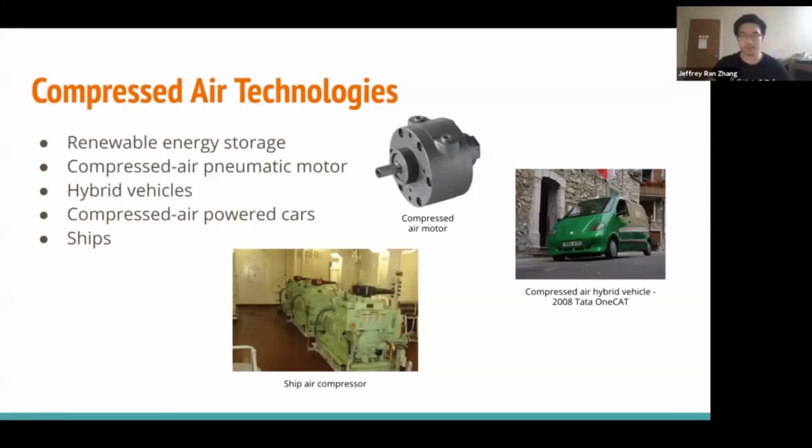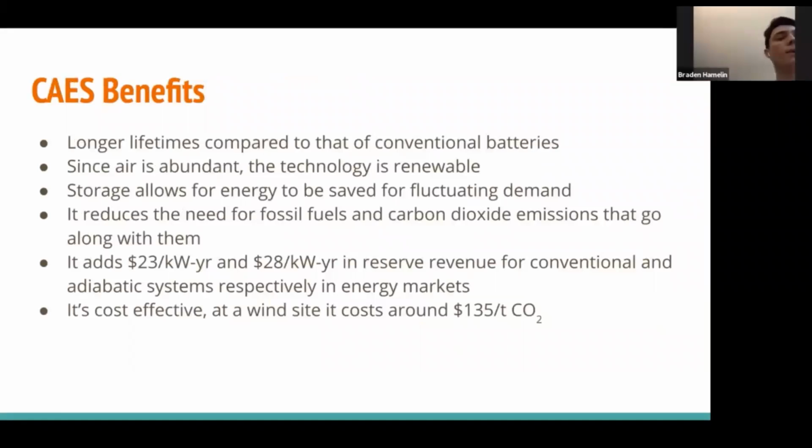Okay, so now we get to talk about the benefits of compressed air energy storage. We briefly mentioned batteries are one way to store energy, but the compressed air energy system has a significantly longer lifetime compared to a traditional battery. And obviously it is less wasteful, because batteries you have to get rid of, and they can create pollution. Generally, it's just cleaner to use compressed air energy storage.